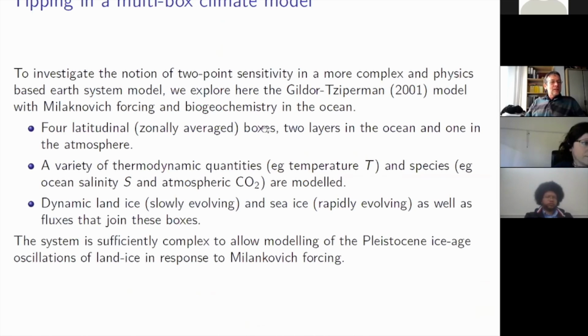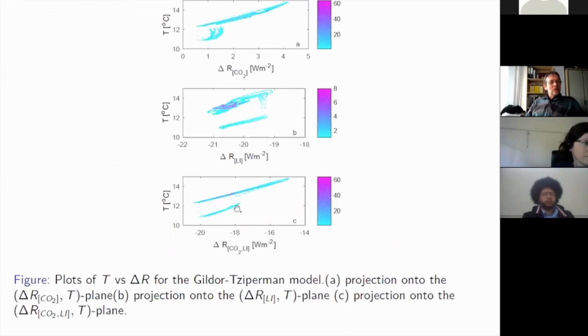We also looked at a more complex model, the Gildor and Tziperman 2001 model, actually with external forcing. It's got biogeochemistry in the ocean. I'm sure a lot of you know it better than I do. So you've got four latitude boxes, zonally averaged. You've got two layers in the ocean, one in the atmosphere. And this is a minimal model that actually allows modeling of Pleistocene ice age oscillations in response to Milankovitch forcing.